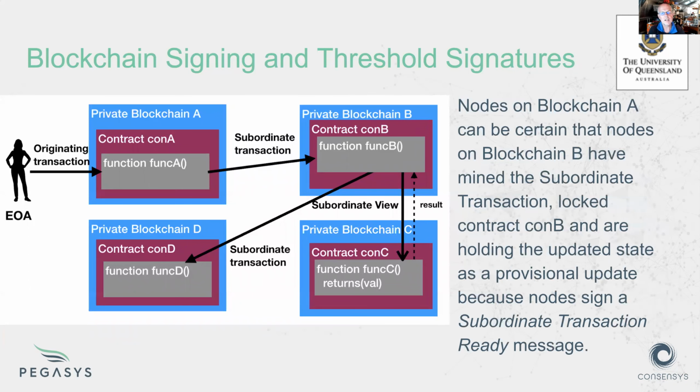Similarly, on node A, it needs to be certain that, say, blockchain B has actually committed its updates, because it might not want to commit its updates unless blockchain B commits its updates, and similarly the other way around. And so threshold signing is used to prove that the information is ready to be committed or has been committed.